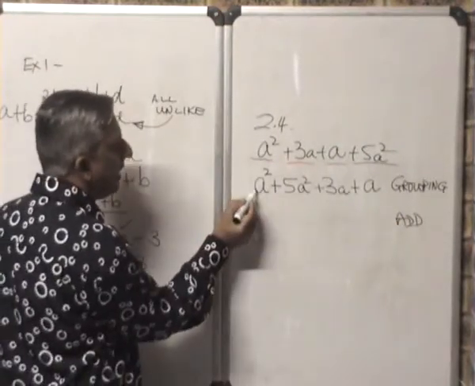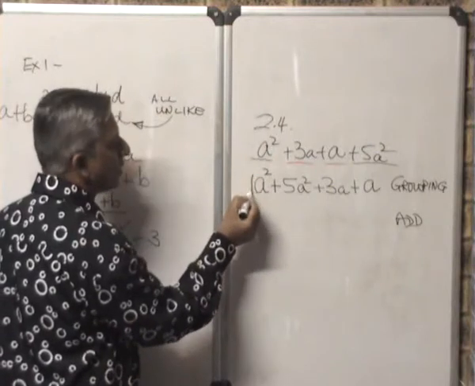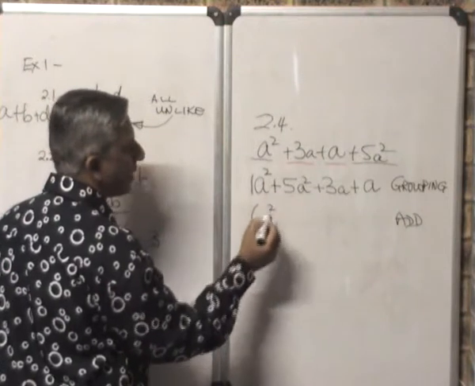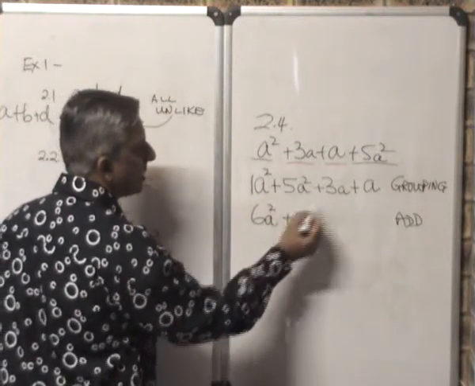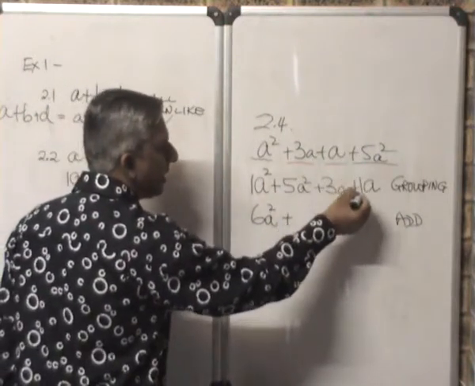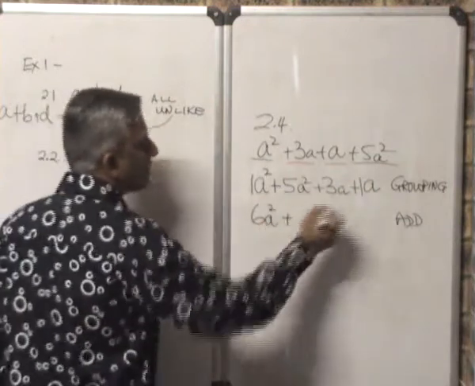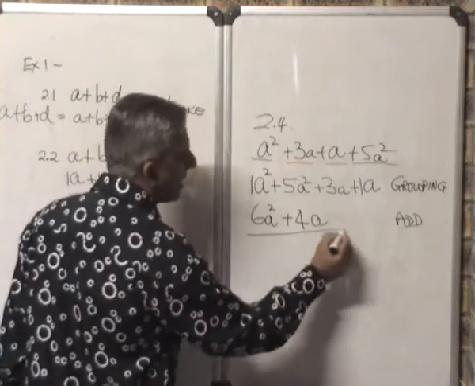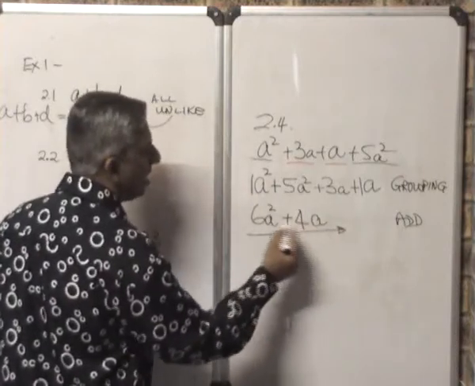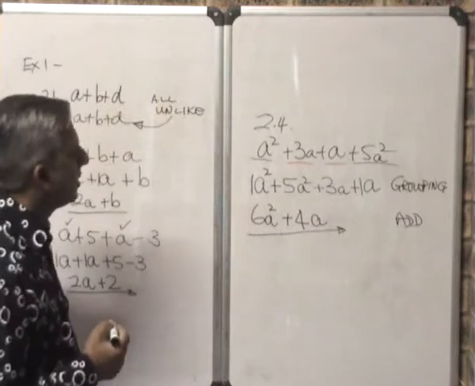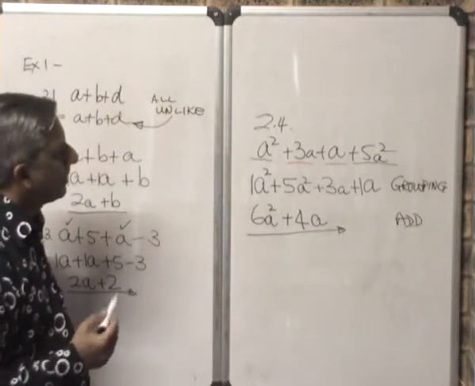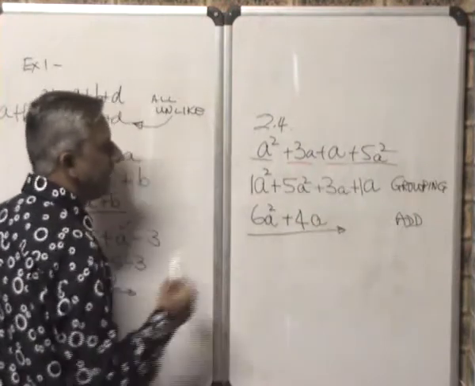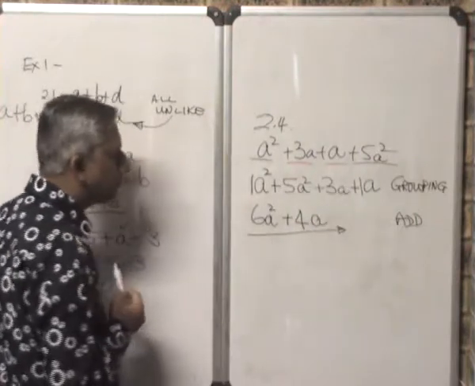Right. Once again, A squared means 1A squared. So there's 1 plus 5 giving me 6A squared. Plus. There's 3 here and remember there's 1 there, that's understood. 3 plus 1, 4A. And now you cannot add any more because these are unlike terms. So that is what we have to do in these examples. Group the like terms together and then add them.